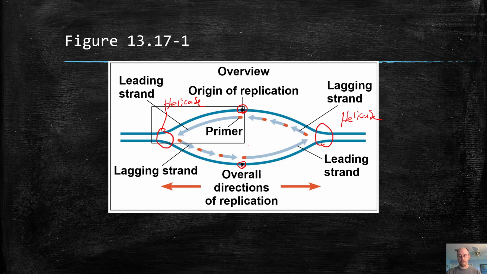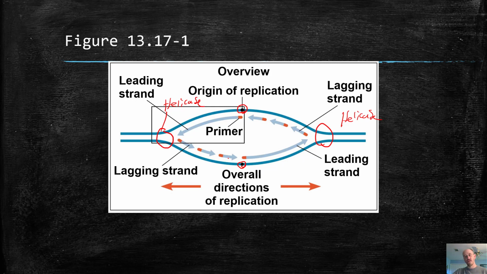because this is a replication bubble, right? So helicase is there, and it's moving that direction, and it's moving in that direction, those two. So the first thing that's going to happen is we're going to start copying that. After we open this up, we're going to attach the enzymes, and we're going to begin to copy this piece of DNA, and we're going to copy this piece of DNA down here.